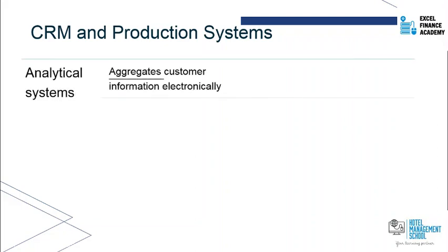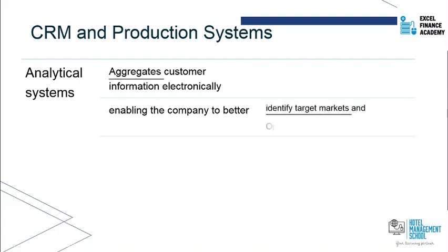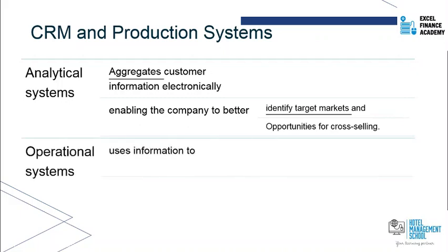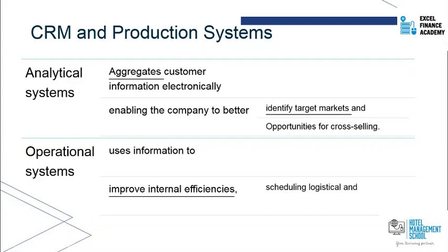So CRM will give the aggregate customer information, and the information, electronically enabled, helps the company better estimate the production, identify the target market, and find opportunities for cross selling. Then the operation system uses this information to improve the internal efficiencies, like production systems. If the CRM is able to predict how much the sales would be, then you will be able to do your sales forecast and then your production forecast in turn, right?